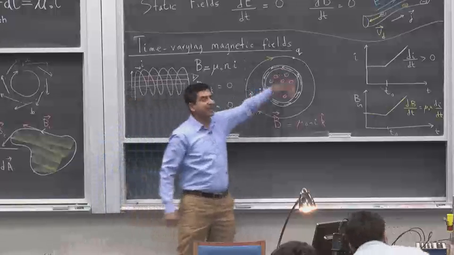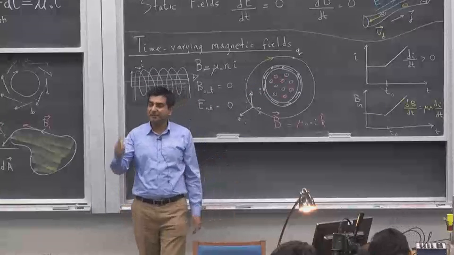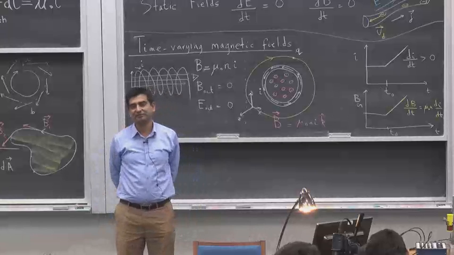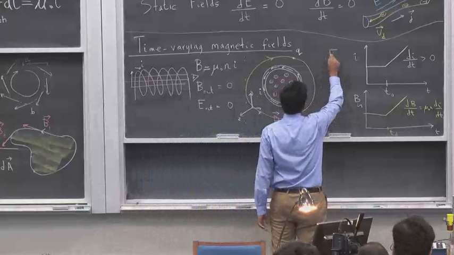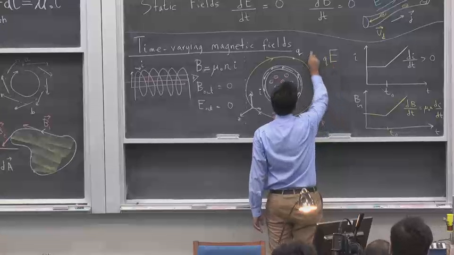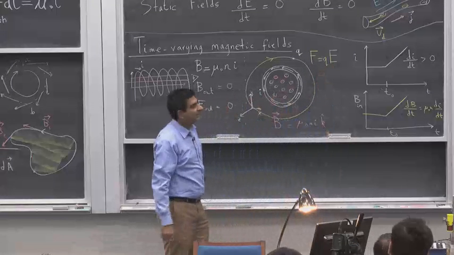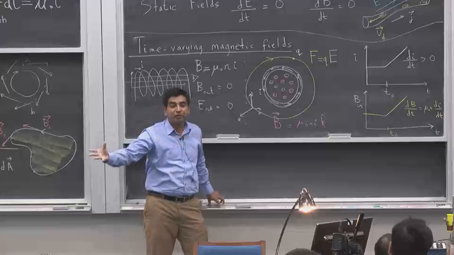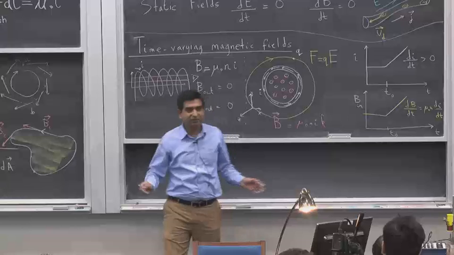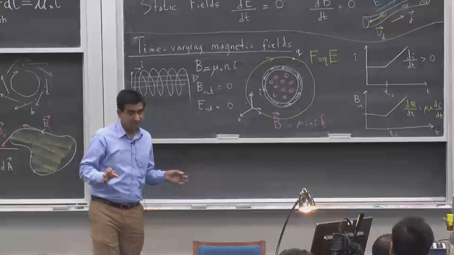Now this charge is outside the solenoid, it doesn't experience a magnetic field, so it must experience an electric field. That electric field that it experiences, if it's E, the force that this charge is going to experience is Q times E. Now look at this electric field. This is an experimental observation, an empirical observation which was first discovered by Faraday.